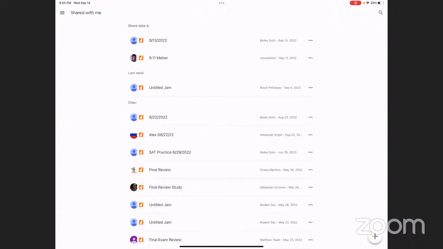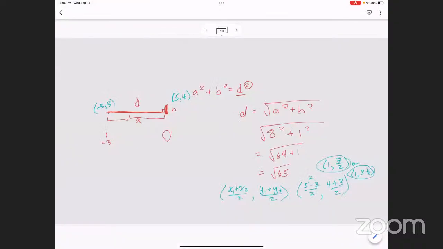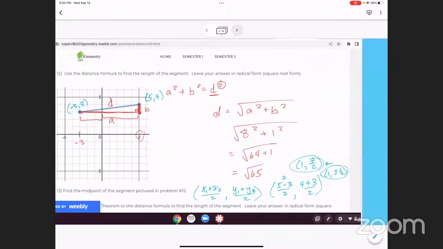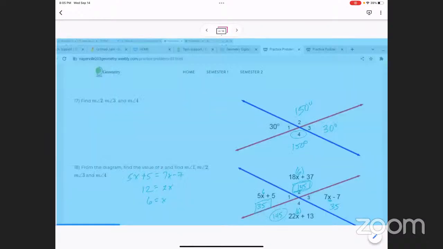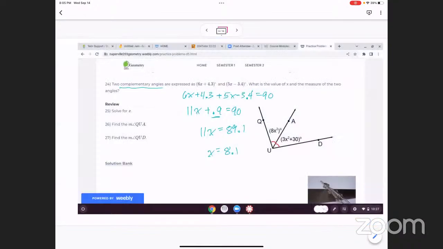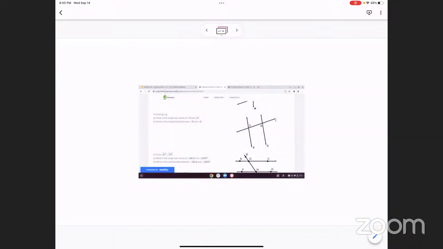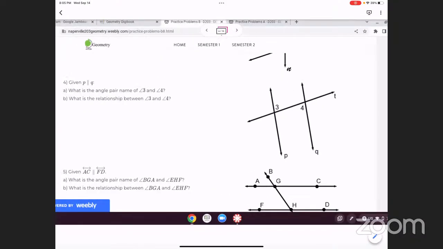I'm assuming that it's this one here, the one titled Untitled from September 4th. Created September 4th, yeah? Yeah, this is it. Okay. Right here? All right.